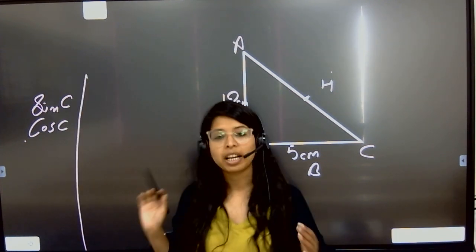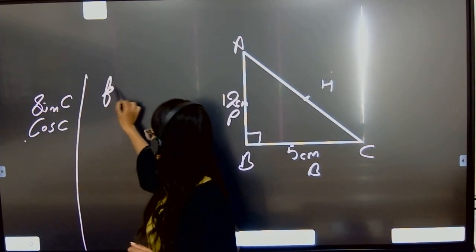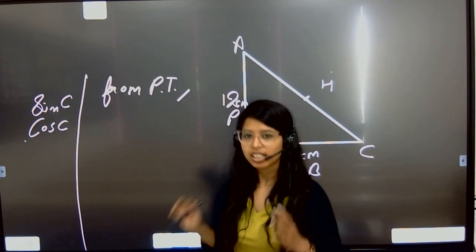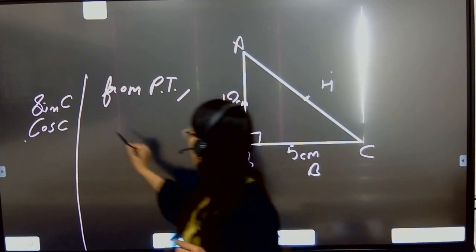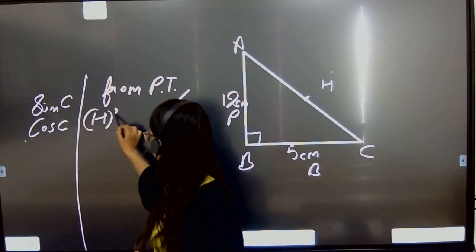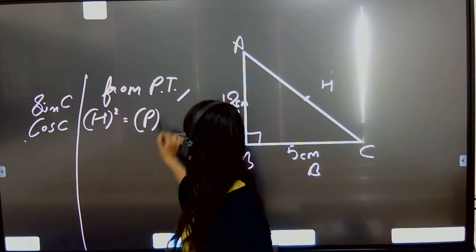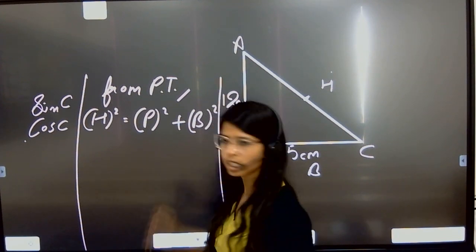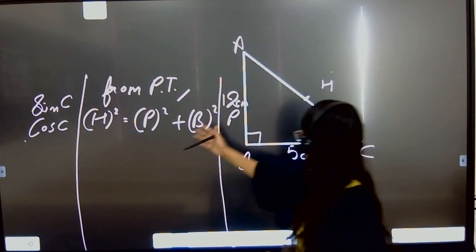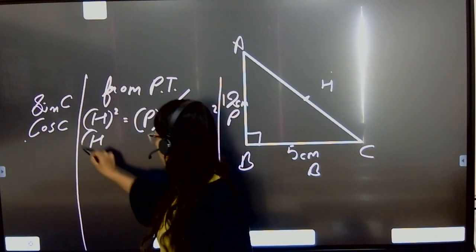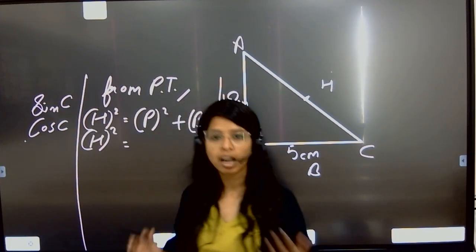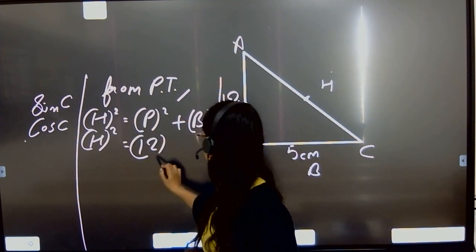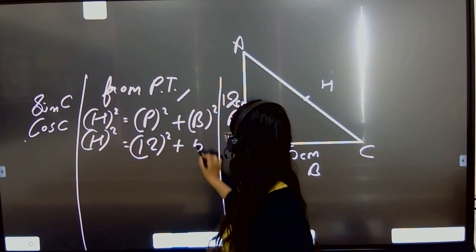So now let's see, from the Pythagoras theorem, for now I'm writing only PT, in short. From Pythagoras theorem, we know that the hypotenuse square is equal to perpendicular square plus base square. This is the formula. Now in place of hypotenuse square, I'm writing it as it is because we have to find the value. The perpendicular we have is 12 square and the base we have is 5 square.